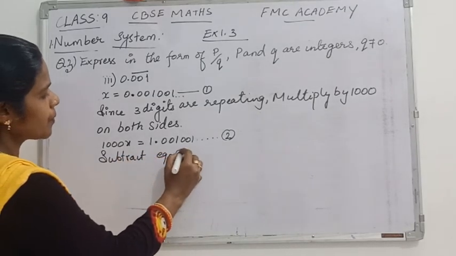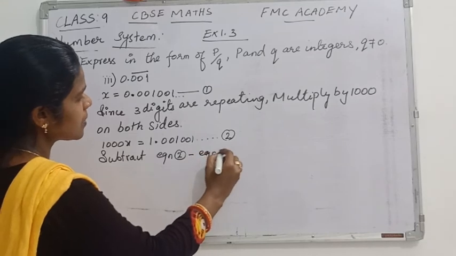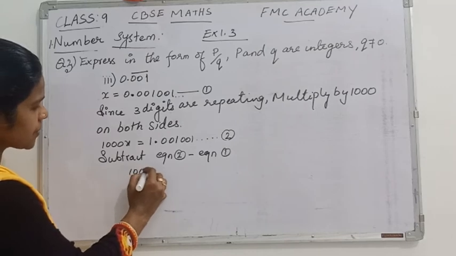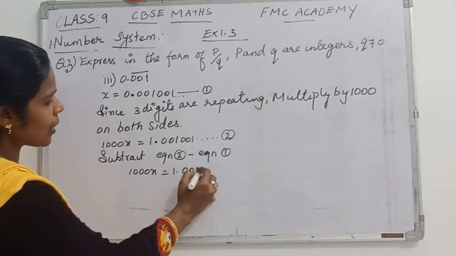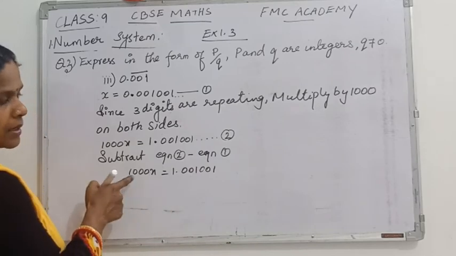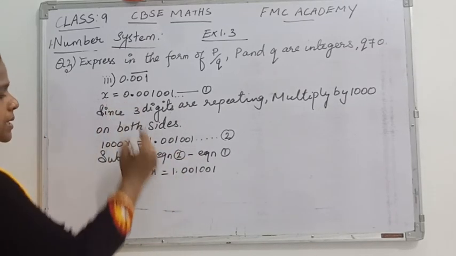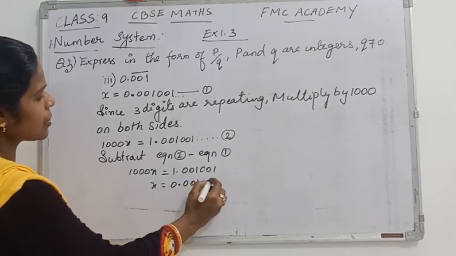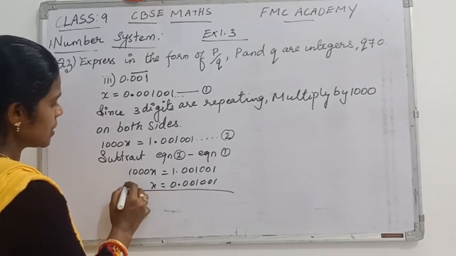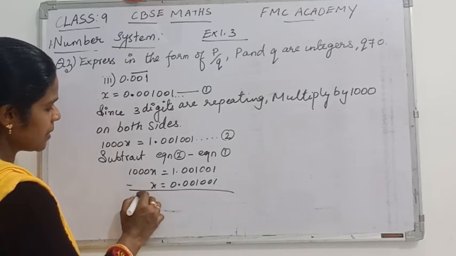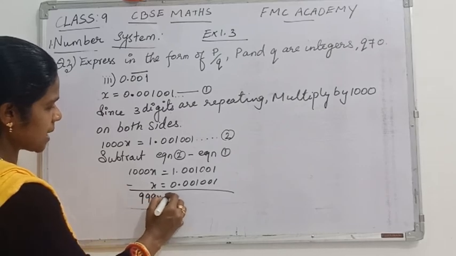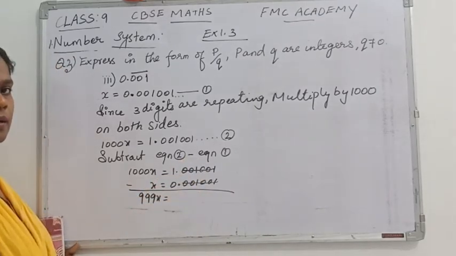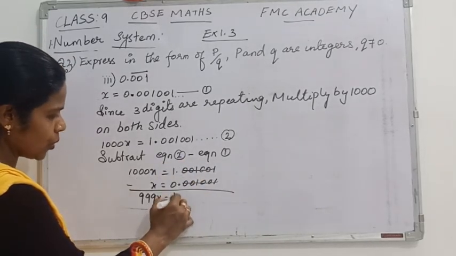The next step, subtract equation 2 minus equation 1. In equation 2 we have 1000x is equal to 1.001001. Then equation number 1, x is equal to 0.001001. Subtract it now. 1000x minus x gives 999x is equal to, see here the whole repeating set will be cancelled. When you subtract you will get 0, so 1 minus 0 gives 1.